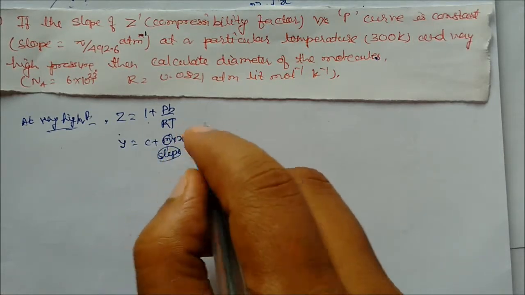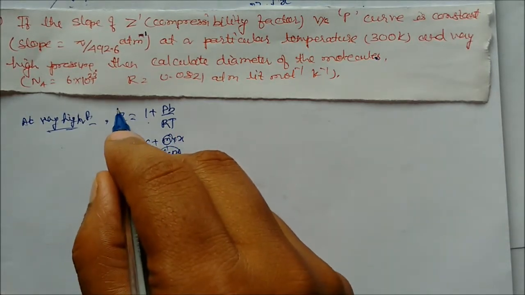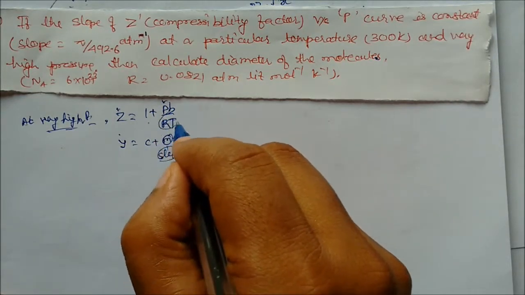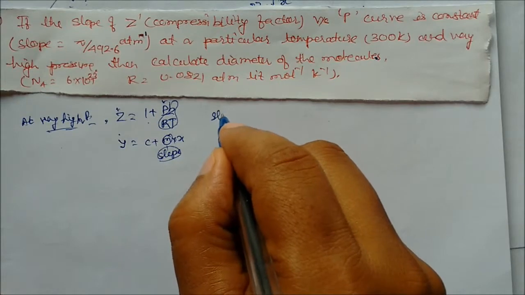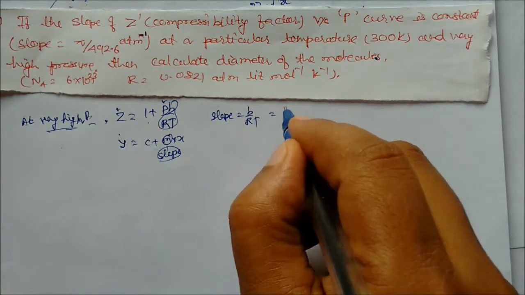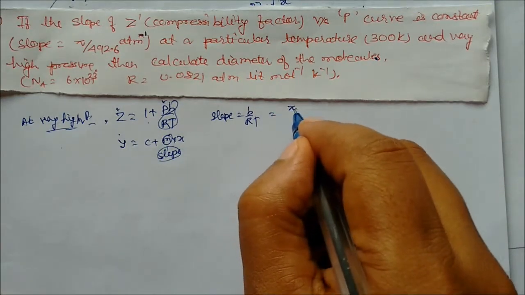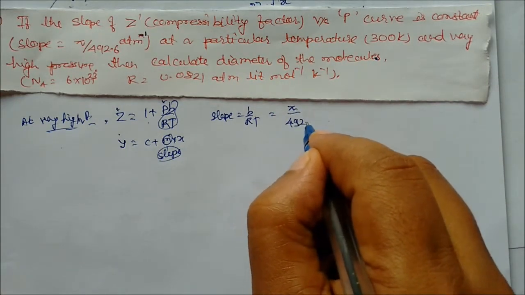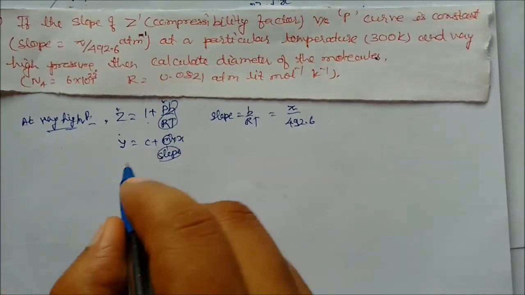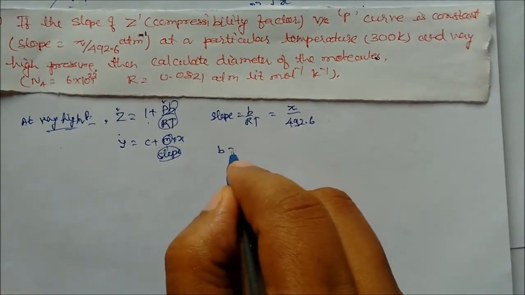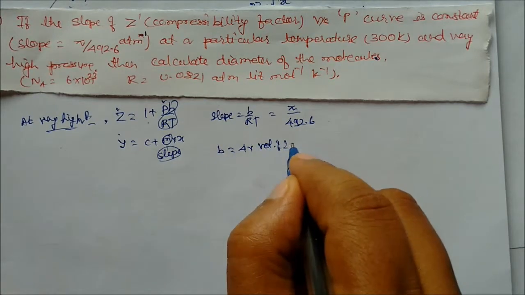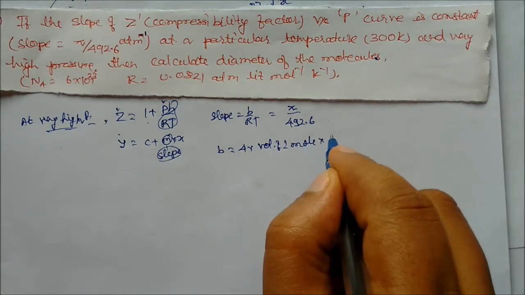This is Z versus P, so B by RT is the slope. So slope is B by RT, and B by RT is given here, pi by 492.6 per atmosphere pressure. Again, we know B: B is equal to 4 into the volume of one molecule into Avogadro number.